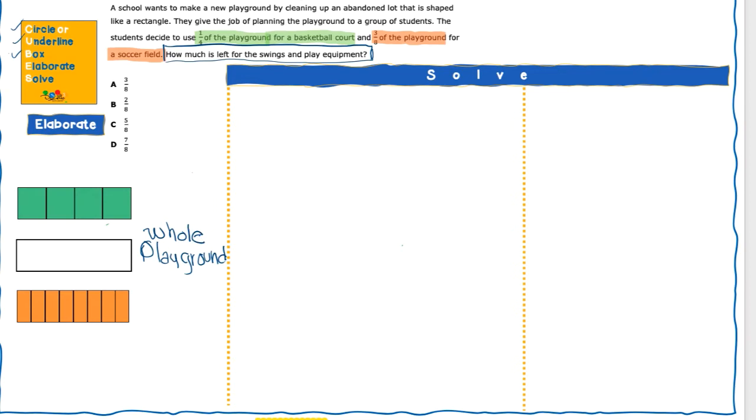with no sections. Now, if I look at my notes on what I highlighted, it says that 1/4 is being used for a basketball court. Which of the fraction bars that I have either on the top or on the bottom can represent 1/4? Yes, it's the one on the top. Awesome. So this one here will be 1/4. Can you see it, guys? This is 1/4 right there.